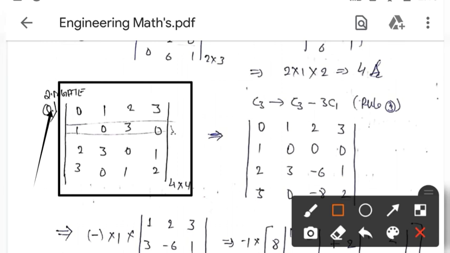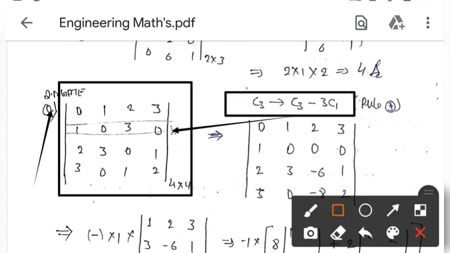Okay, so if you look at the second row, there are 2 zeros. If possible, try to make it 3. If it is 5 by 5, try to make at least 4 zeros in any of the rows, just by doing the elementary transformation. Okay, so here what I have done, column 3 is equal to column 3 minus 3c1. When you do that elementary column transformation, you will be getting the maximum number of zeros in row number 2.